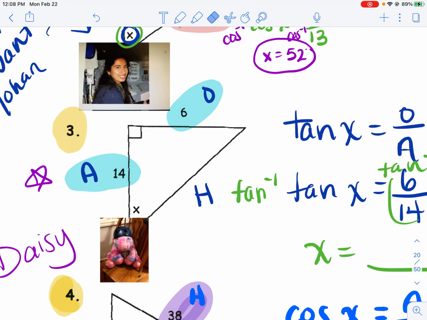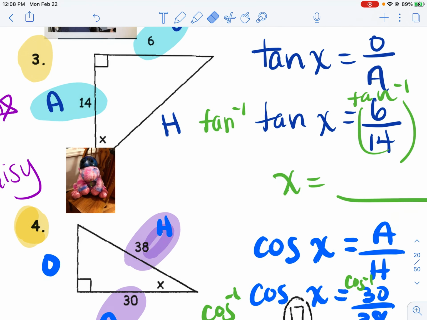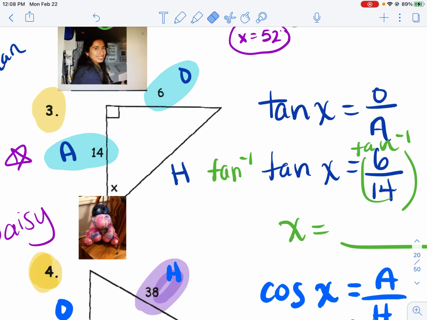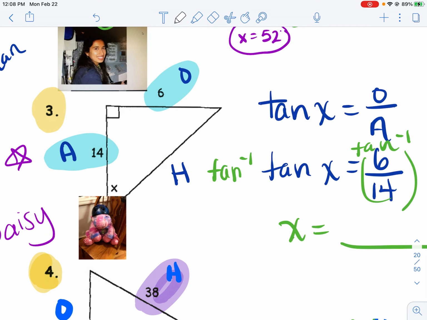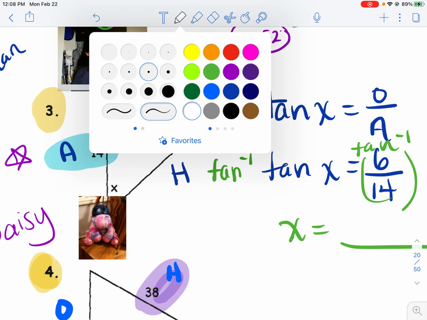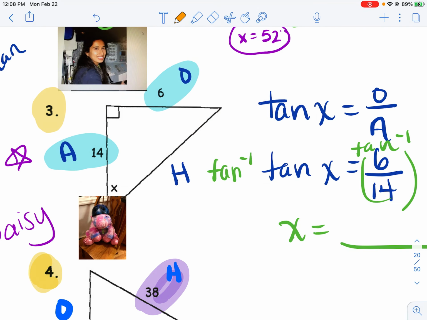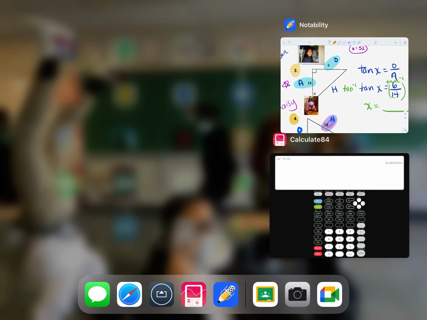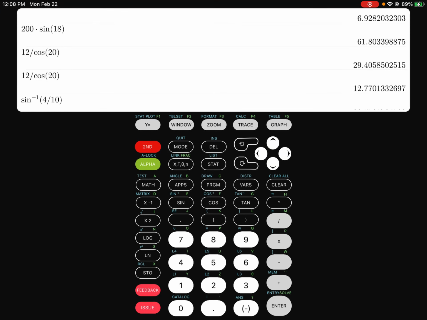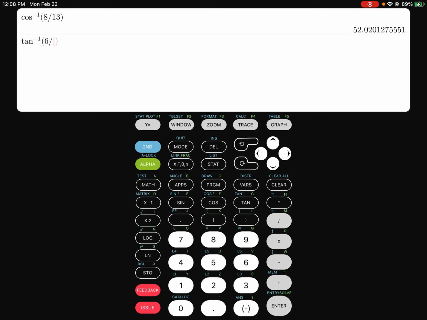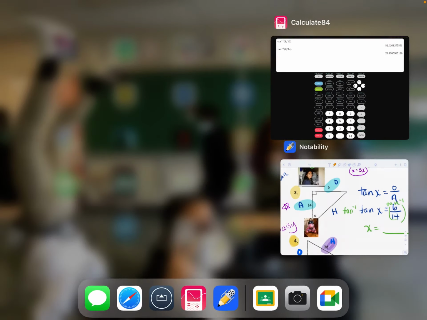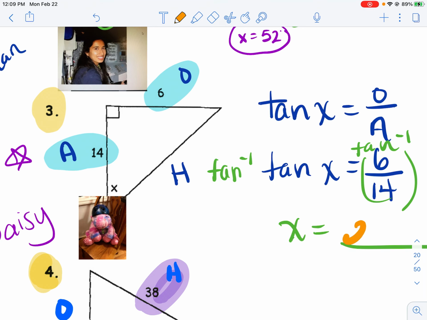Okay. So when I went ahead and did this, I realized we needed to use tangent. So we want to use tangent in this problem. And I wanted to just go over with you. Hopefully you got up to here. Tangent of x equals 6 over 14. So now, thank you, Daisy, for your help. We're going to hit second tan. 6 divided by 14. And our answer is 23.19, which is going to be 23 degrees.